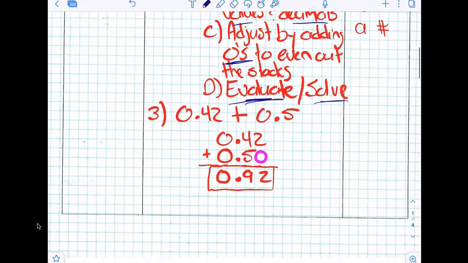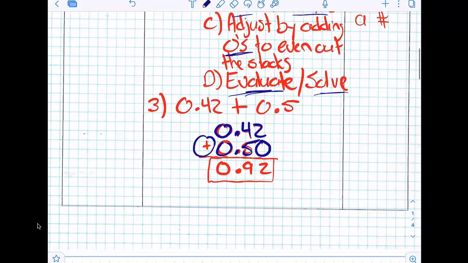We have 42 hundredths plus 5 tenths, right? So my original problem gave me 0.42, and it gave me 0.5, yes? Yes. This zero wasn't there. We lined up our decimal points, yes, no? Yes. We lined up our place values, yes, no? Yes. And we added in an invisible 0, yes, no? Yes. After that, what do we do? Add them up. You guys can do that.